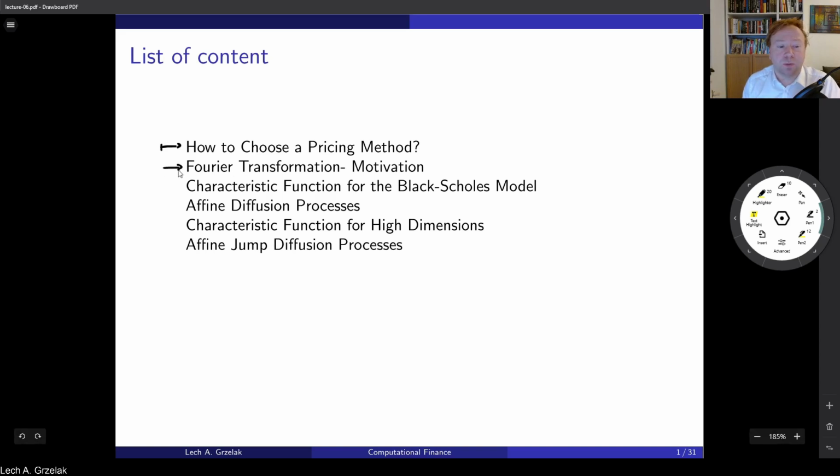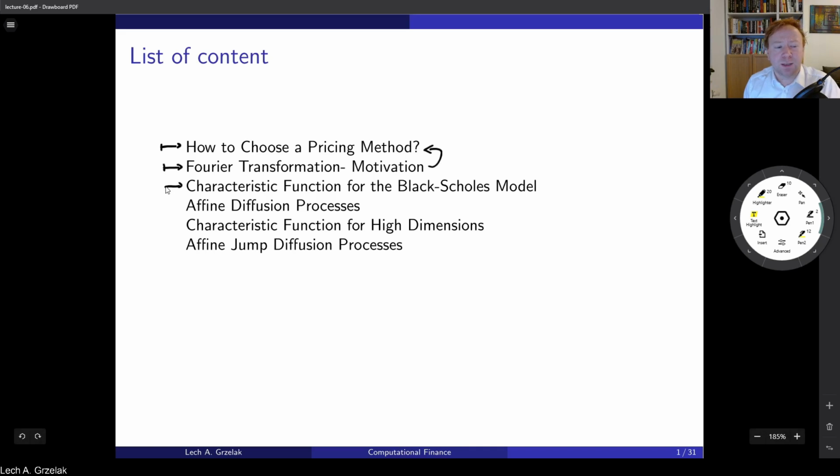Then I will provide you some motivation for using Fourier transformation. This, of course, will be related to the first point once we talk about efficient evaluation, and in which scenario we need a model or pricing technique that allows us to evaluate prices in a very, very fast way.